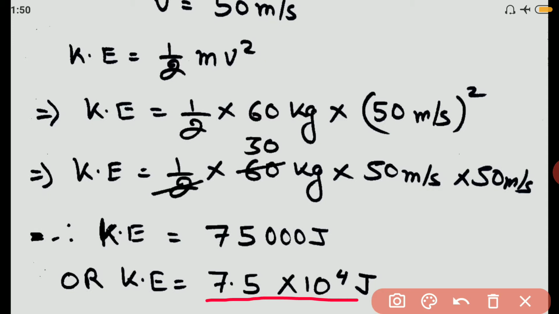Okay, we can represent this 75,000 in terms of the powers of 10 by simply putting a decimal point after one digit, and the remaining will be counted in the powers of 10, which is 1, 2, 3 zeros, and as this 5 comes behind the decimal point, this also will be counted as 1, so it will be 10 to the power 4 joule. So I can put 4 as the power. I hope you have understood number 8. Now let us go to question number 9.